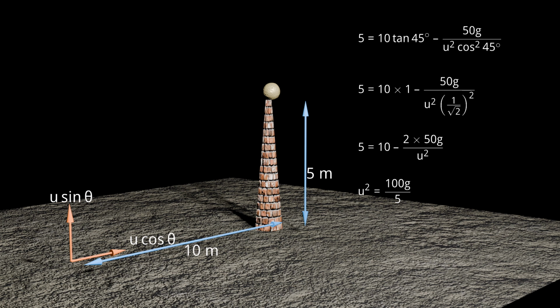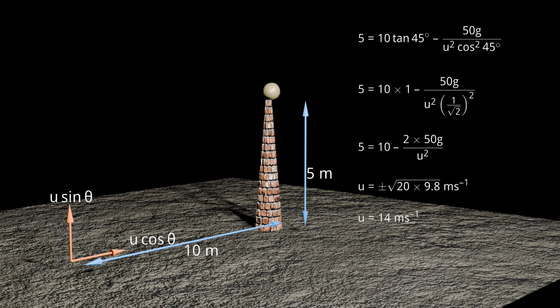We take gravitational acceleration as 9.8 meters per second squared and disregard the negative value. After a few steps of simplification, we determine the initial velocity of the ball to be 14 meters per second.